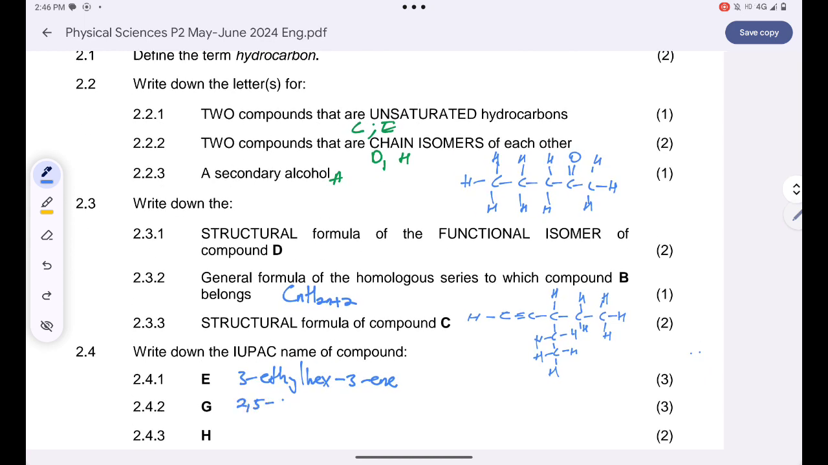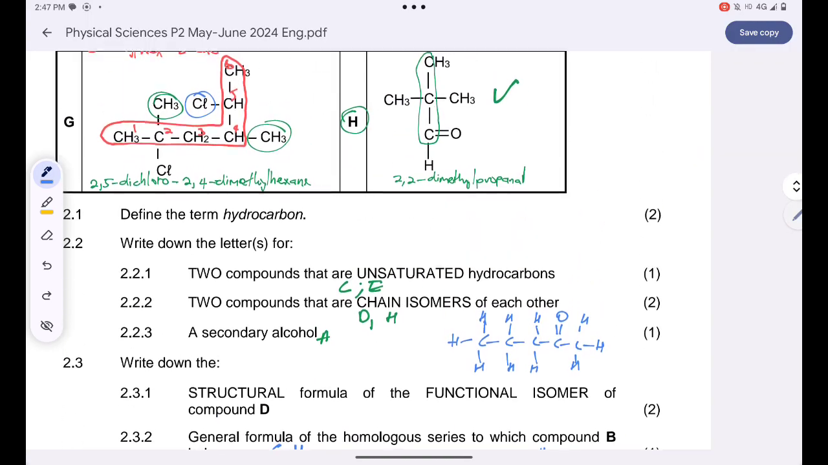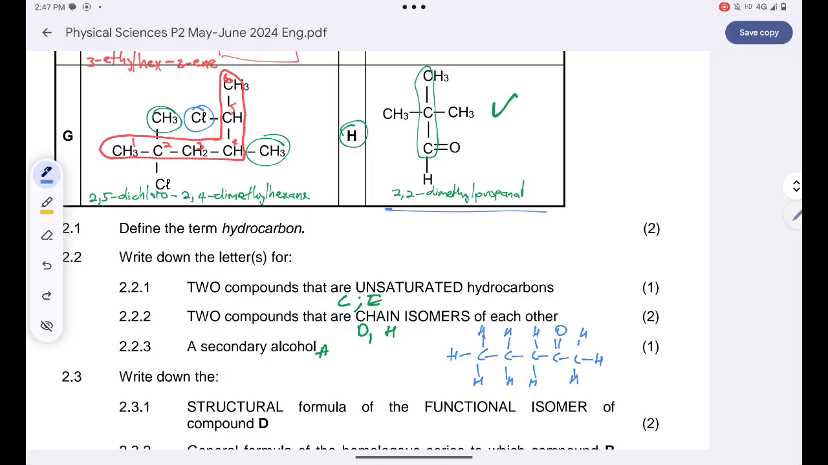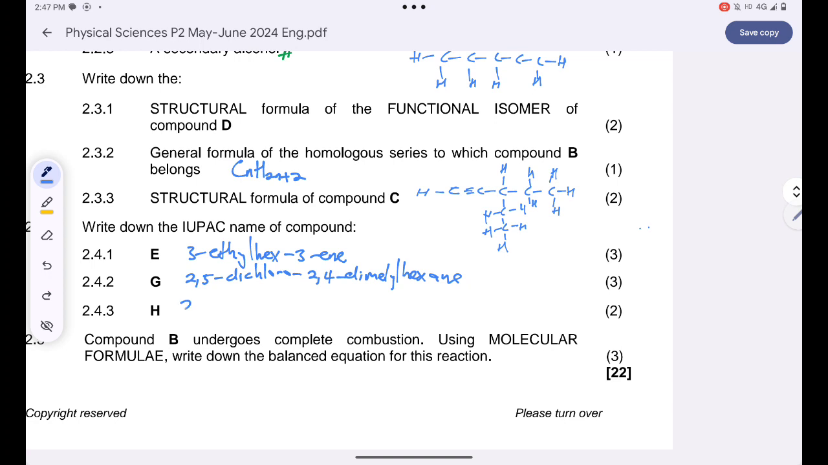That's 2,5-dichloro and then 2,4-dimethylhexane. Please note, guys, that between my numbers and letters, I always have a hyphen. Okay, the IUPAC name for compound H, we already said it will be 2,2-dimethylpropanol. That's 2,2-dimethylpropanol.